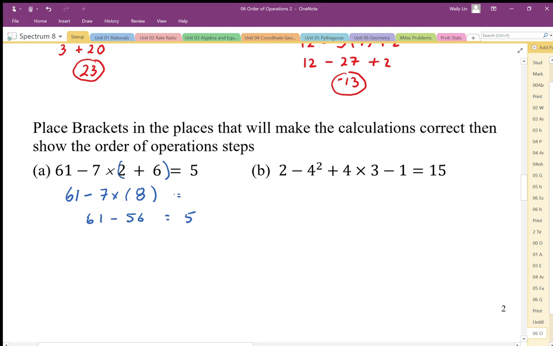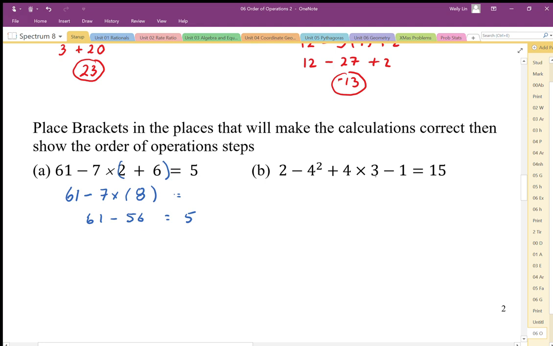And again, the reason why I chose that as an option was because I kind of knew that I had to grow this times 7 into a fairly big number, because I'm going to have to take it away from 61, because I'm going to go all the way down to 5.